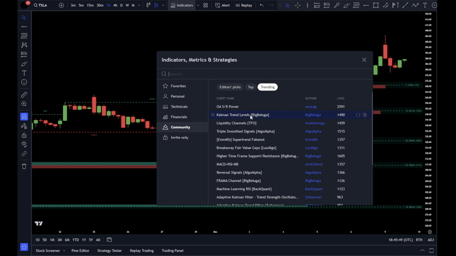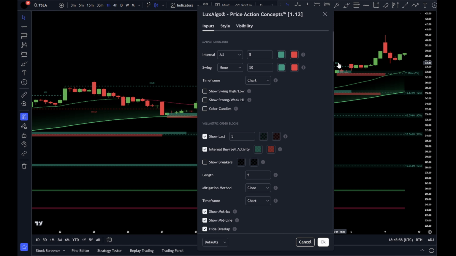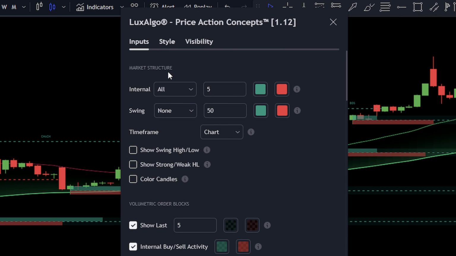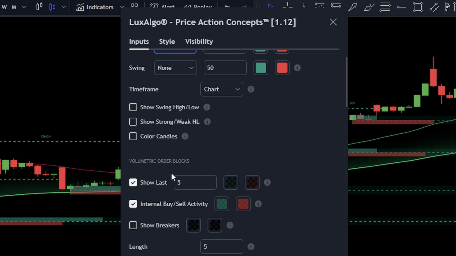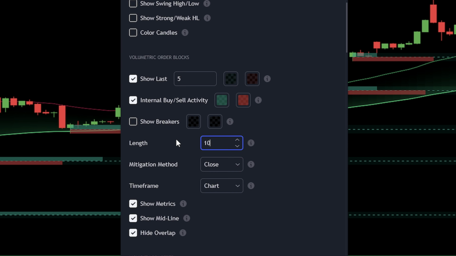Next, search for and add the Kalman Trend Levels indicator by Big Beluga. Let's now adjust the indicator settings to optimize them for our strategy, so let's double-click the Price Action Concepts indicator. First, within the Market Structure section, we want to set the internal market structure to None. Next, in the Volumetric Order Blocks section, we want to set the length for the order blocks to 10.